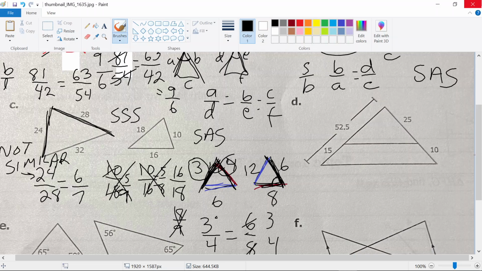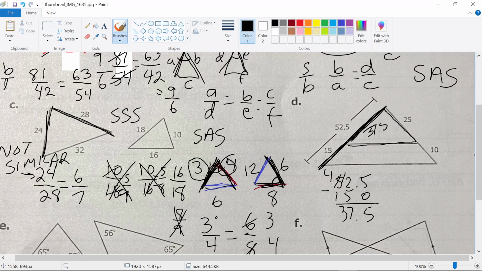I guess it doesn't show us that these two lines are parallel, but it does give us some numbers here. This whole side is 52.5, and just this little part is 15. Well, what does that leave for this side of this little triangle? 52.5 minus 15, 37.5. So this little one is 37.5. So let me try little to big.